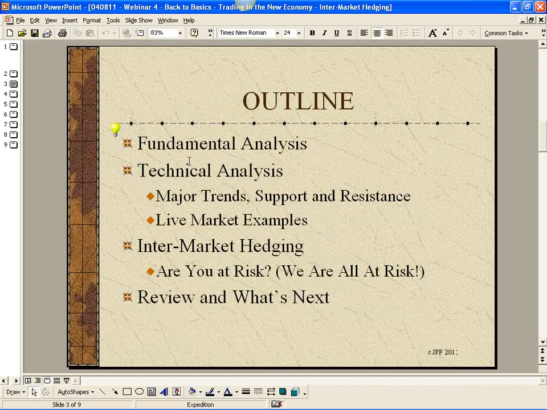All right, so tonight we're going to get into fundamental analysis as we always do. We'll move into technical analysis. And then we'll get into the main part of tonight's topic, intermarket hedging, and then a quick review and what's next.